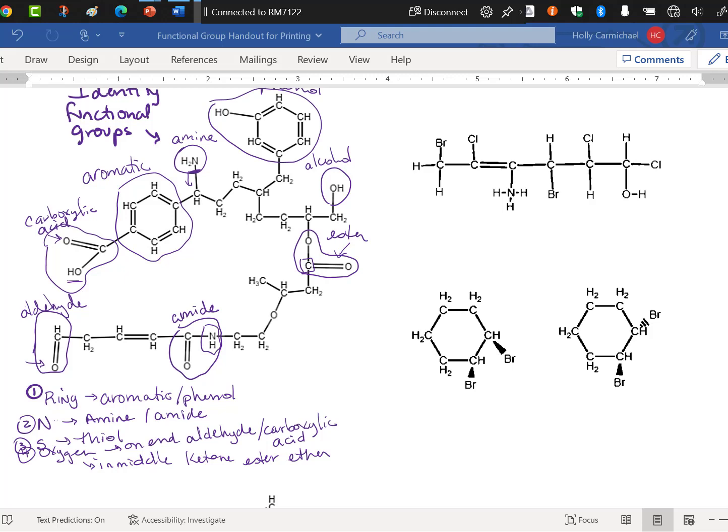I thought that it was the CH2 and the C and then the O, like the CH2 below it, and I thought that was a ketone. How do you know which one to go with? Okay, so what you want to look at to tell an ester from a ketone.